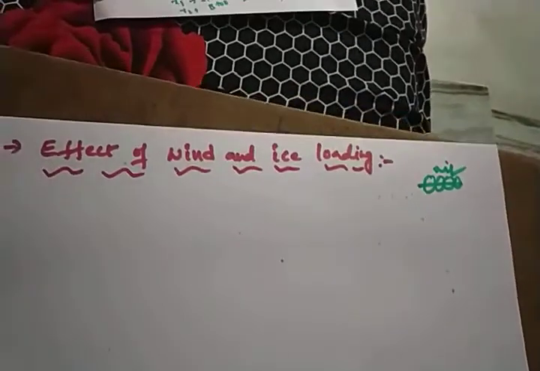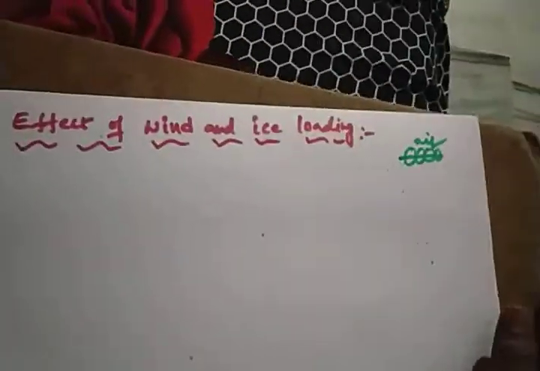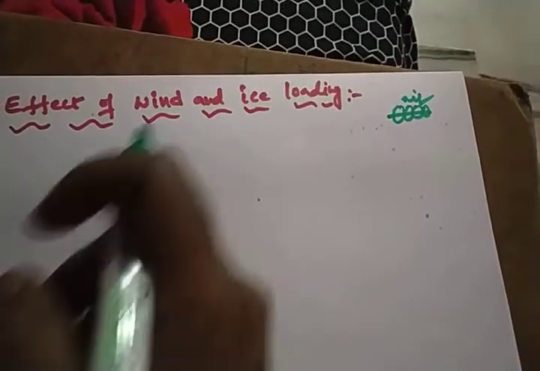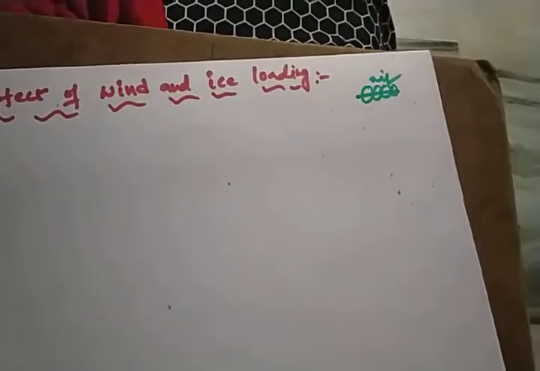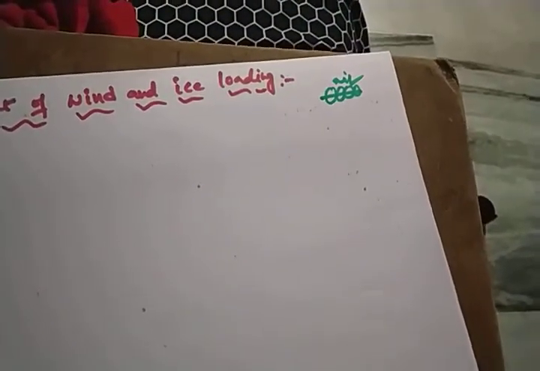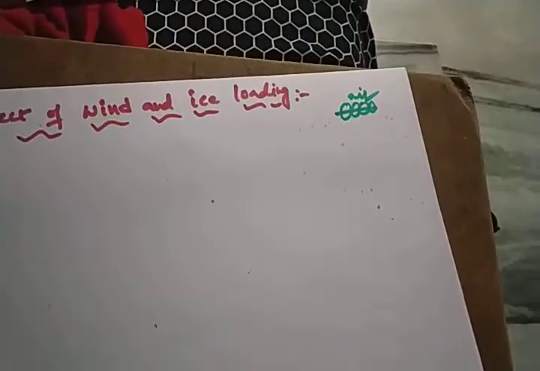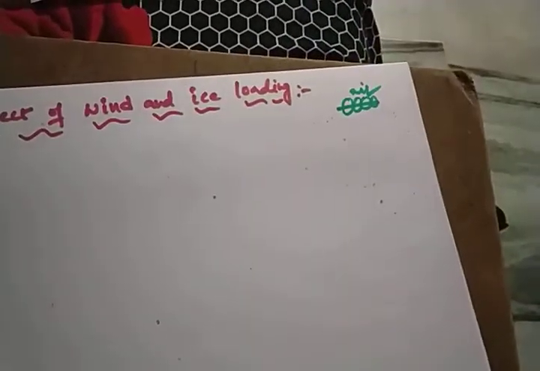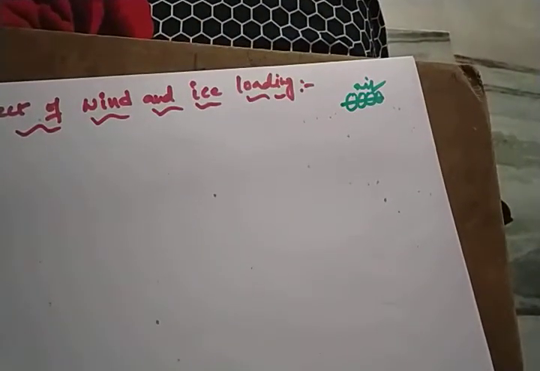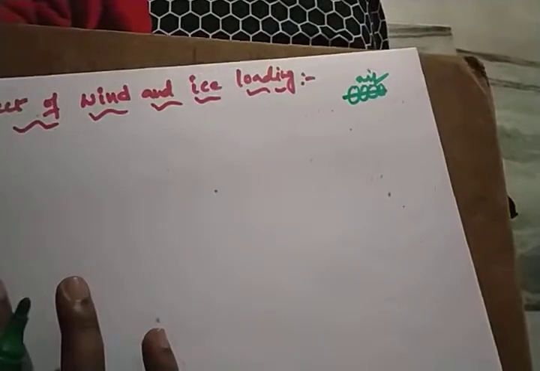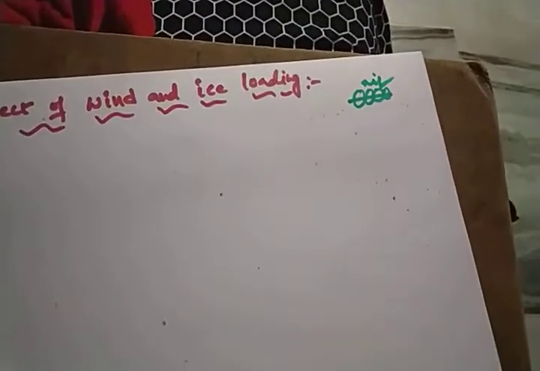In Canada and Norway, you know there are snow falling areas. If you build a transmission line over there, definitely there will be ice surrounding the conductor. So the sag will be affected by that ice loading on the system. We need to calculate how much ice loading is present in the system. The wind pressure also will be there, so my sag is going to vary.